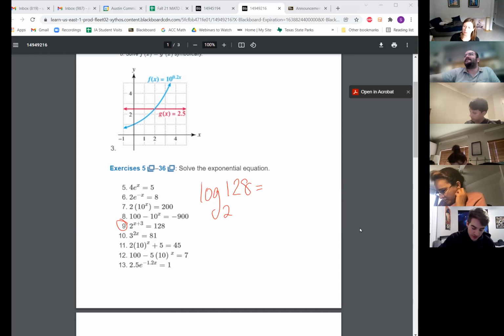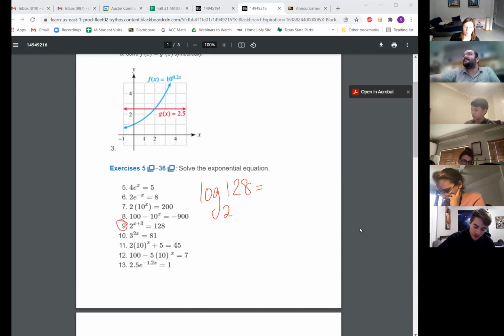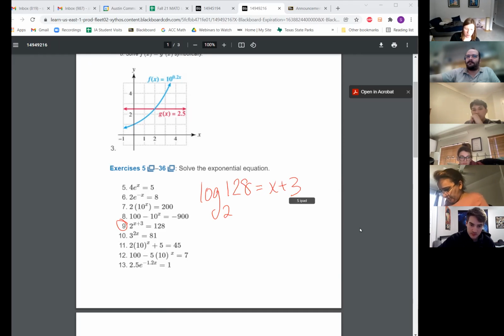I just put it directly in because I knew that the formula log base 2 of 128 would give me the exponent I needed. So did you just set it equal to x plus 3? No, I just did this separately. I don't think I did this the way we're supposed to do it. I just saw that I could use the log formula to give me the exponent.